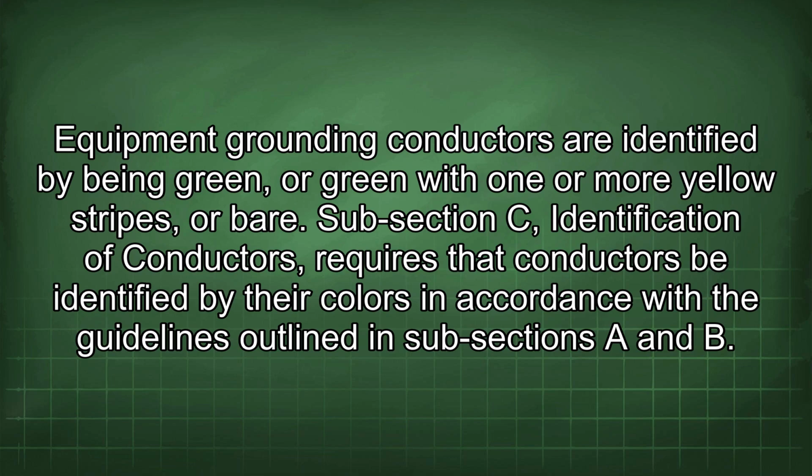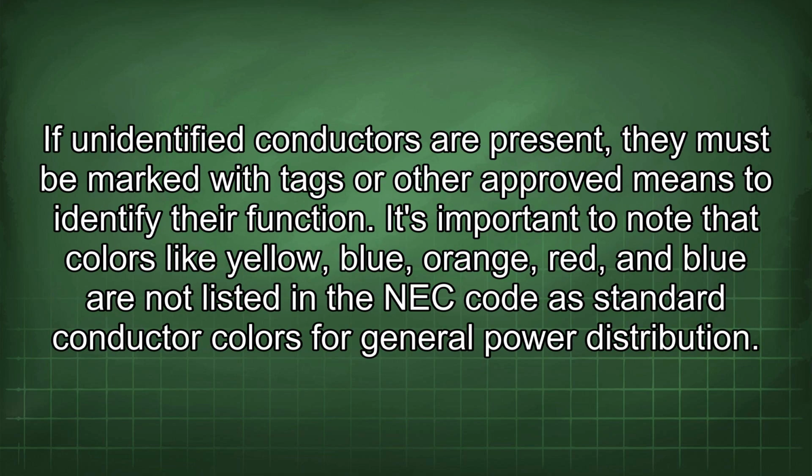Subsection C, identification of conductors, requires that conductors be identified by their colors in accordance with the guidelines outlined in subsections A and B. If unidentified conductors are present, they must be marked with tags or other approved means to identify their function. It's important to note that colors like yellow, blue, orange, red, and blue are not listed in NEC code as standard conductor colors for general power distribution.